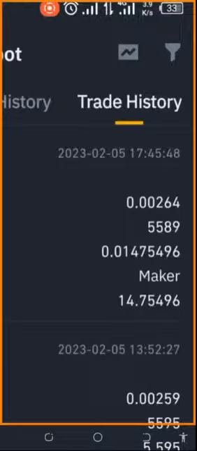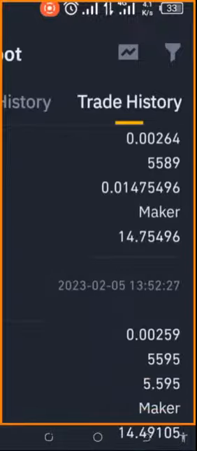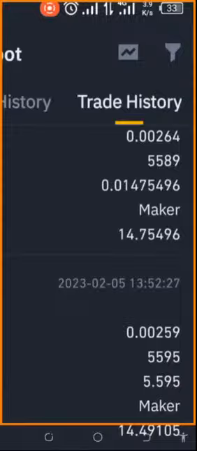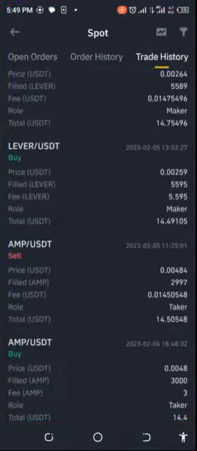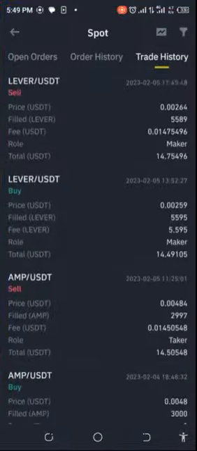2640, that's 0.00264, and it immediately got sold. So this is actually a good threshold. If you take a good look at the distance, from 2590, that's about 50 in between, which is fine. And then you'll still be able to make profit, right, as I've shown you.